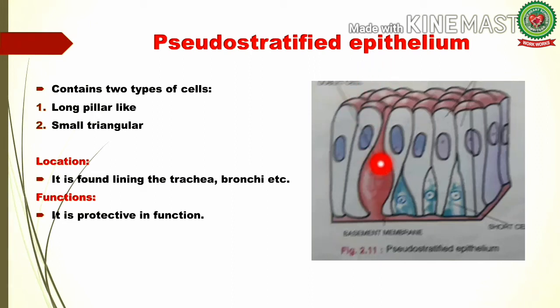Next is pseudostratified epithelium. This type of epithelium contains two types of cells. First is long pillar-like and second is small triangular. Long pillar-like cells are broad on the free surface and narrow down towards the basement membrane. Here you can see the cells narrow down towards the basement membrane. In between the narrow ends are present small triangular cells, hence it seems to be two-layered but actually it is single-layered. It is found lining the trachea, bronchi, etc. If we talk about its functions, it is protective in function.